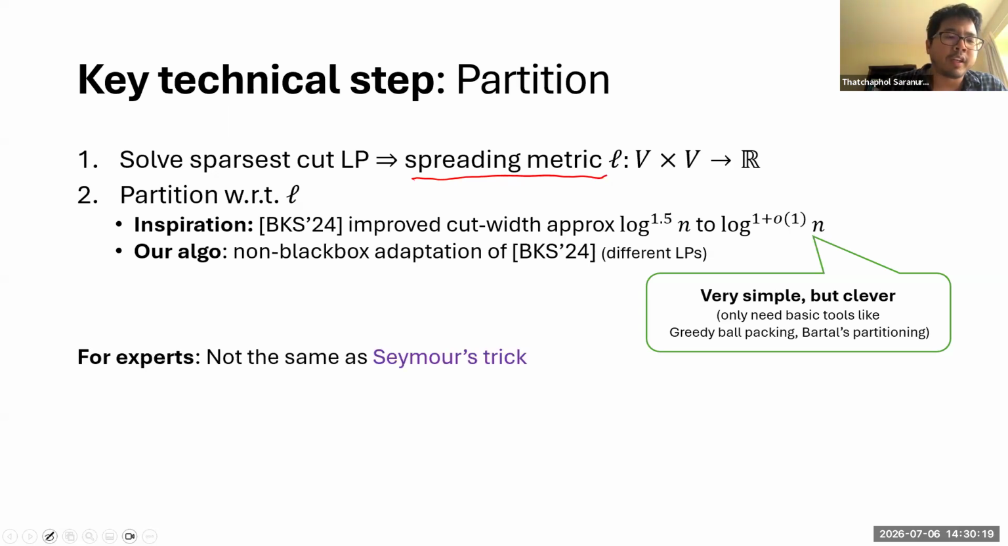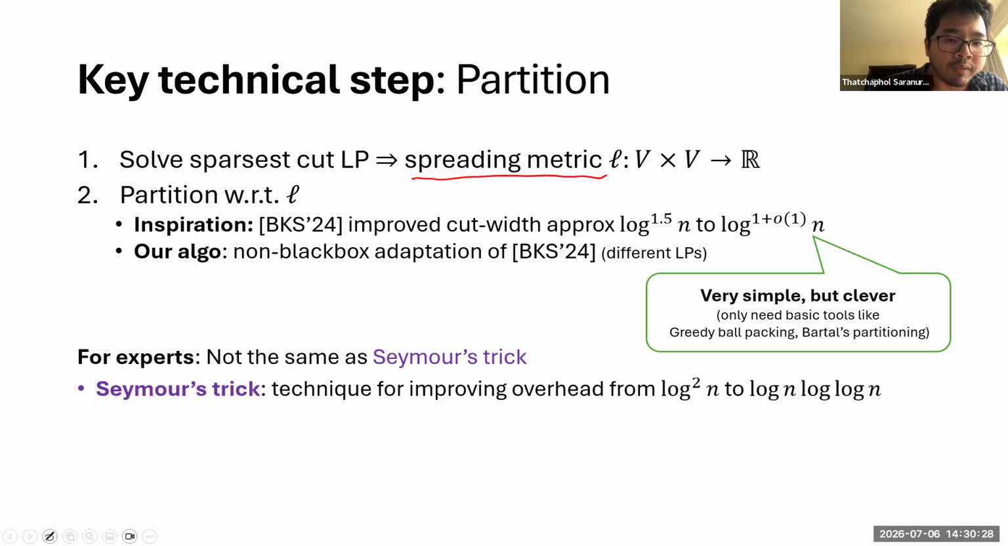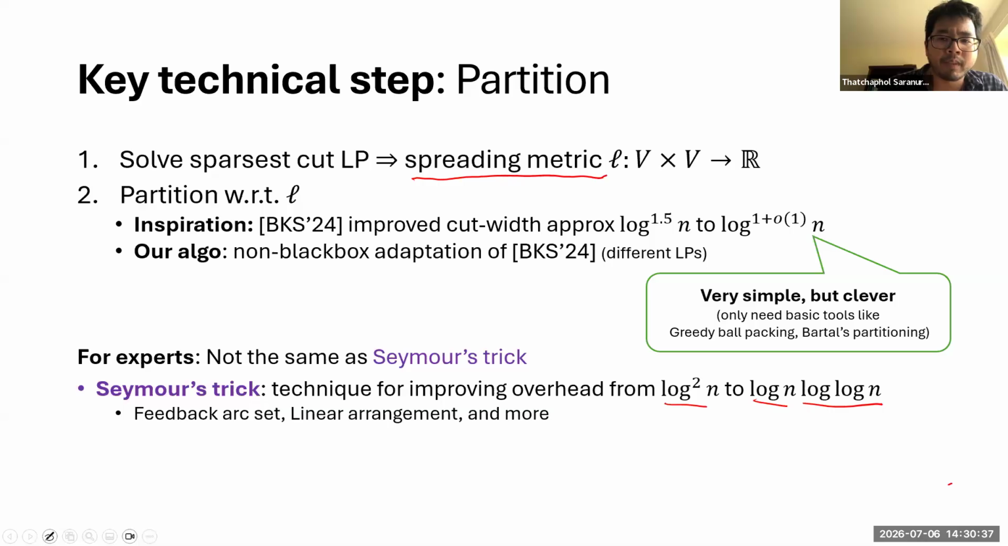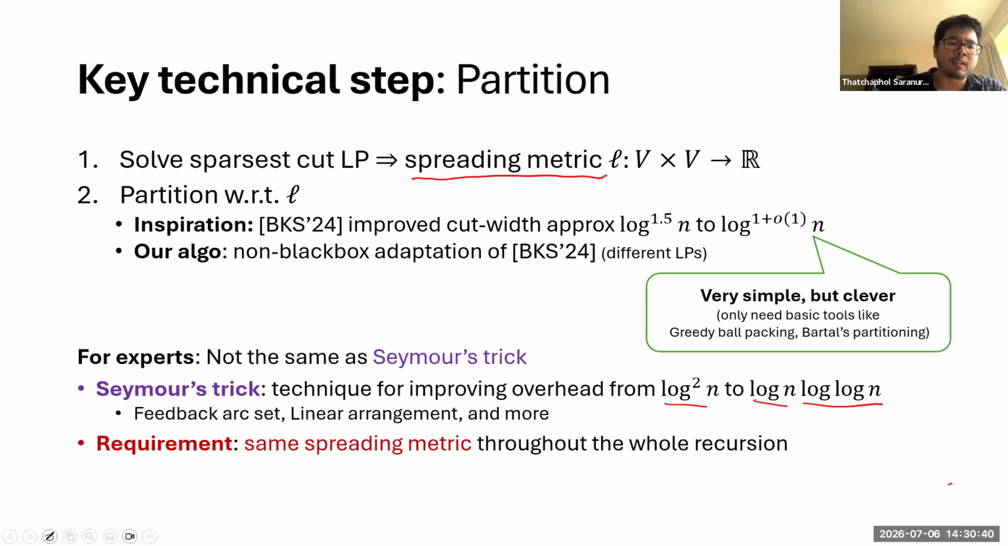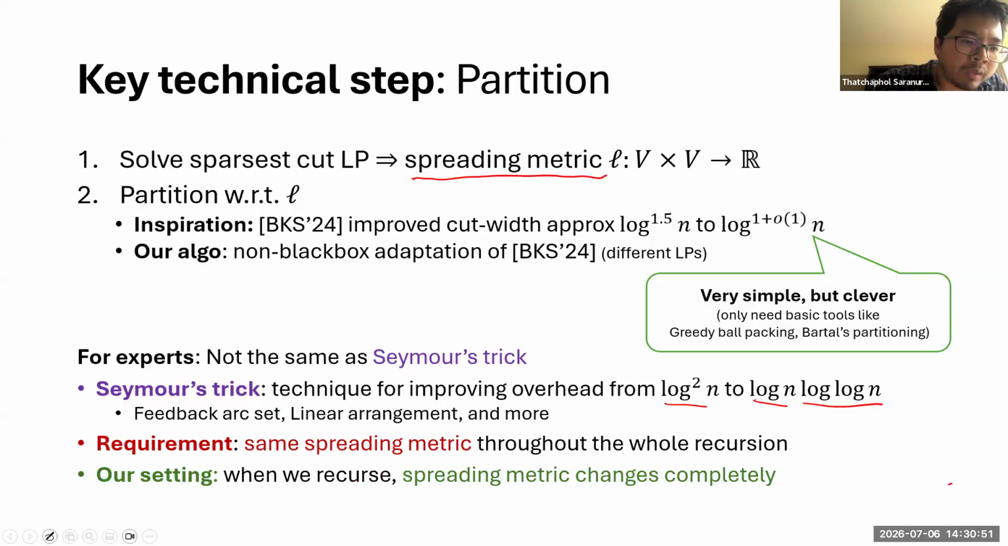Now for experts, very quickly, I want to mention that this is not the same as symmetric if you know it. Symmetric is a technique to improve overhead from log square to something like log n log n. It has been successful in many problems like feedback arc set and more. But the requirement, as far as I know, is that you need to use the same spreading metric when you recurse throughout the whole recursion. But in our setting, whenever we recurse, the spreading metric changes completely. And that's why we need a different trick. The technique that we use instead is BKS.